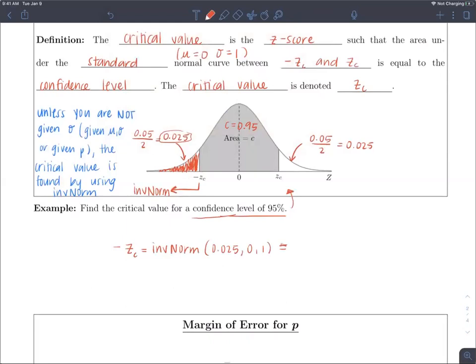And so remember, to get to inverse norm, it's not in the same place as the tests on your calculator. You have to hit second and then distribution. It should be the third one. And so you just put in 0.025, 0, 1, and you're going to get negative 1.96. So since everything is perfectly symmetric, what do I know positive z sub c is equal to?